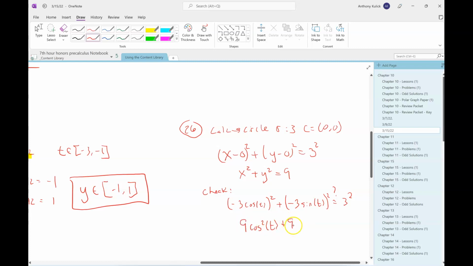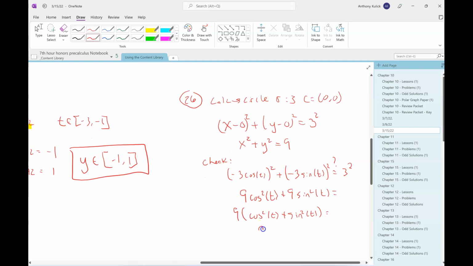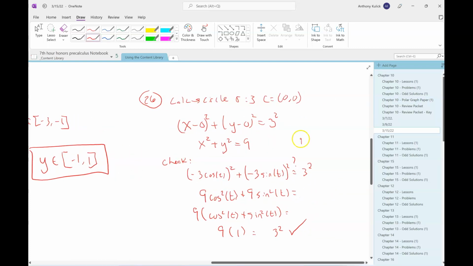So when I square those, the negatives go away. And I have 9 cosine squared t plus 9 sine squared t if I factor the 9 off. And I notice that cosine squared plus sine squared is just 1. And 9 times 1 is definitely 3 squared, so we're good there. And then for the domain and range, there's not really anything to do since it's a circle with radius 3. I know the domain and range both go from negative 3 to positive 3.